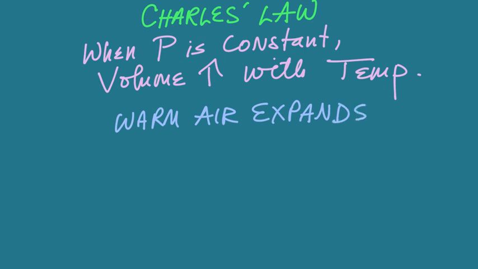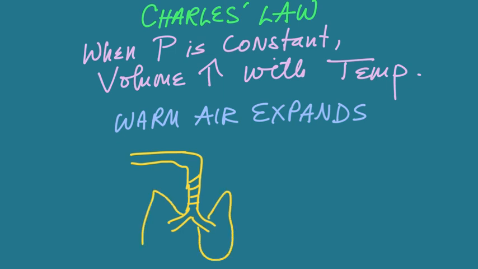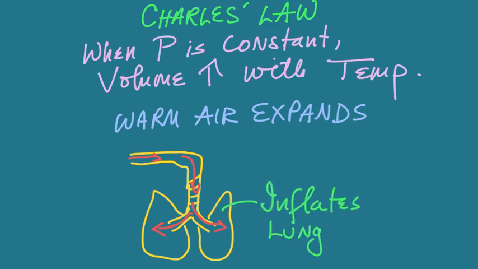This is very useful to us when we're talking about inhalation. Now, here is the trachea, the bronchi and bronchioles entering the lungs. So as air comes in, it gets warmed up down the respiratory tract, and finally when it reaches the lungs, it expands so much that it inflates the lungs. This really helps with inhalation.